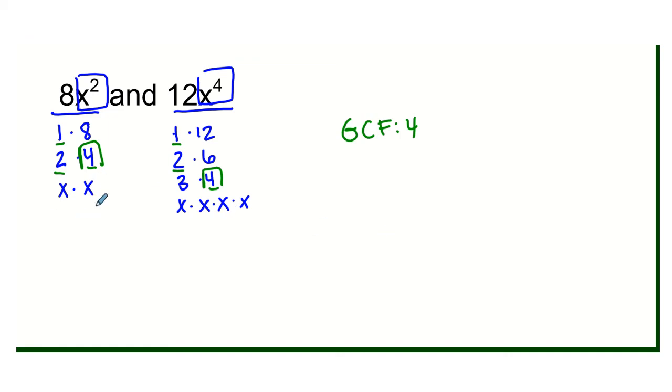Now I also have these x's. I need to figure out how many x's they have in common. Well, this one has 2 x's and this one has 2 x's. So the most amount of x's that they have in common is 2. So that means that x squared is a part of my GCF because they have 2 x's in common, and we learned that x times x is x squared. So 4x squared, the number factor plus the variable factor, is my greatest common factor.